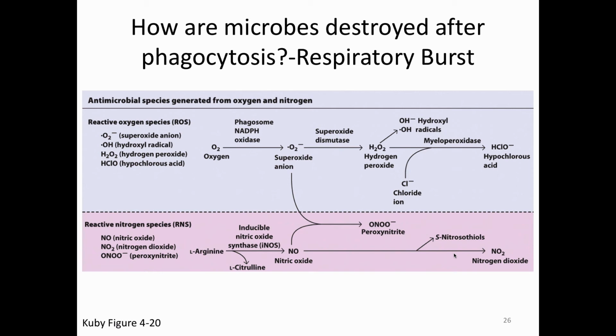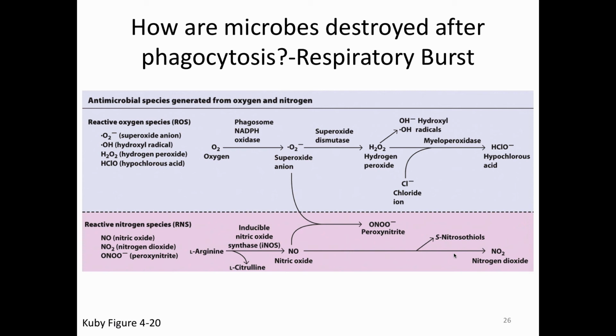Hypochlorous acid. Anybody know what hypochlorous acid is? What is that more commonly known as? Yes, what is it, Jordan? Bleach, Clorox. So basically, in the phagosome, we're making all of these compounds that have a lot of antimicrobial activity and are going to kill our microbe.